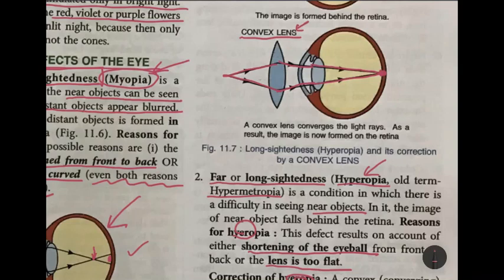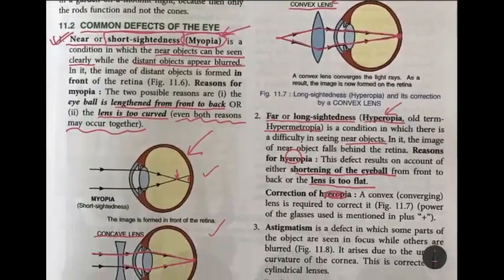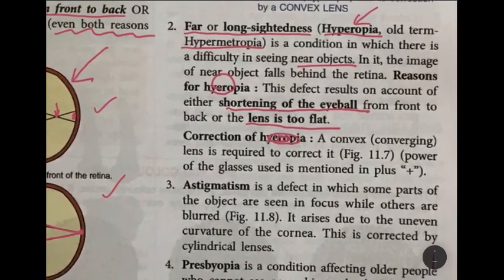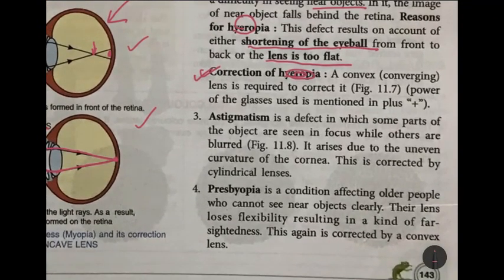Okay, so this is the next assignment for you this week. You'll write down how long sightedness or hyperopia, this is the correct spelling, is caused and how it is corrected, and you'll draw those two diagrams. Now the next defect is known as astigmatism.